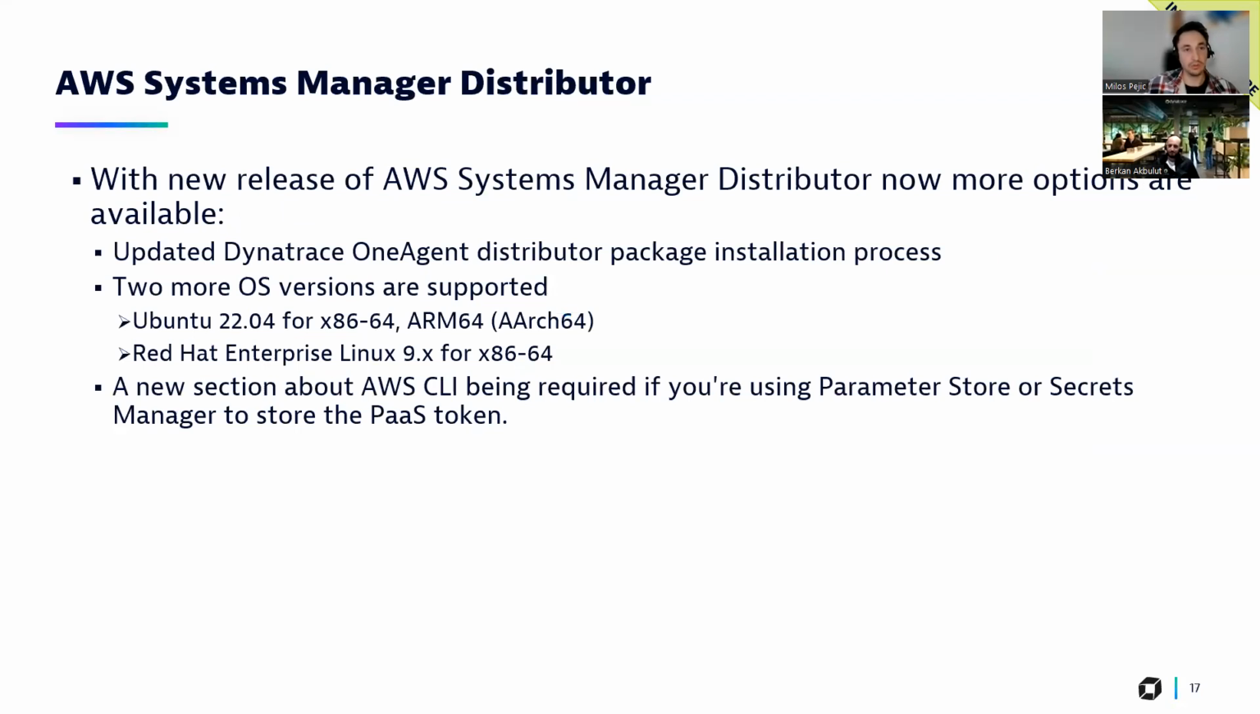What else do we have? News in terms of our AWS Systems Manager distributor support. There are more options available, and the documentation received an additional section. First of all, the OneAgent packages were updated. More operating systems are supported, with one Ubuntu and one Red Hat. And if Parameter Store or Secrets Manager are used, then there is a new section added stating that the AWS CLI is required for PaaS token storage. These are the news there.